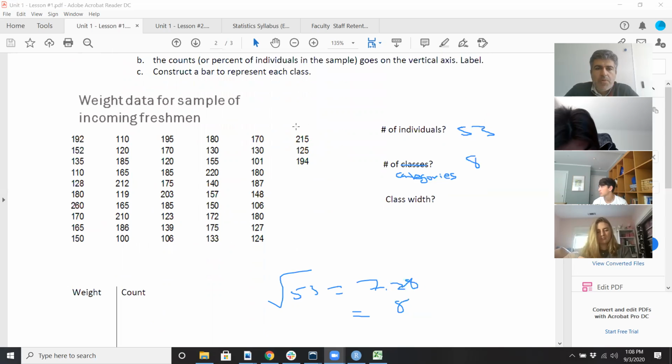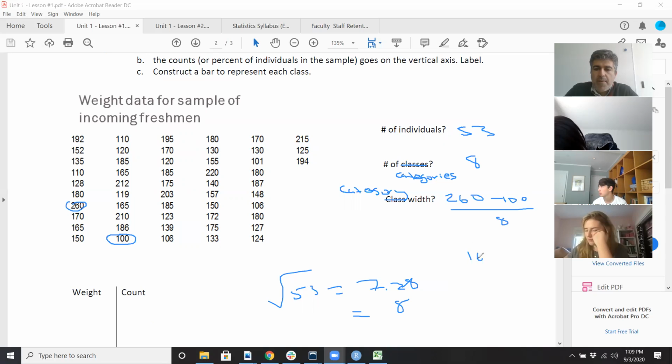So what do you think the lowest data point is here? Who is the lightest person in this class? 100. Who's the heaviest? 260. Great. So your class width, or we'll call it the category width, is (260 minus 100) divided by 8. So it's 160 divided by 8. So each width is going to be 20.